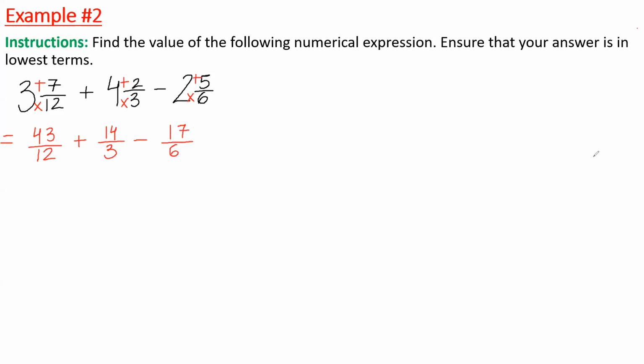What's the next step in our journey in solving this? What do we have to do? The next step: find the LCM, the lowest common multiple of what 3 numbers? 12, 3, and 6. Very good. We have to find the LCM of 12, 3, and 6.